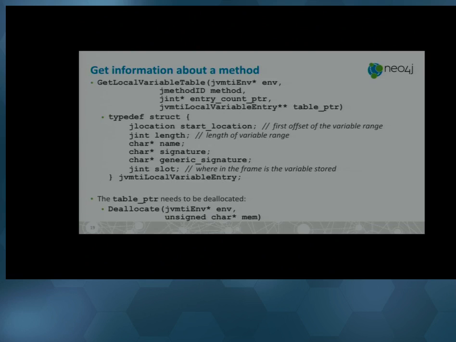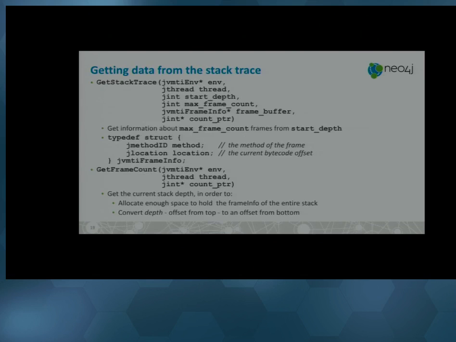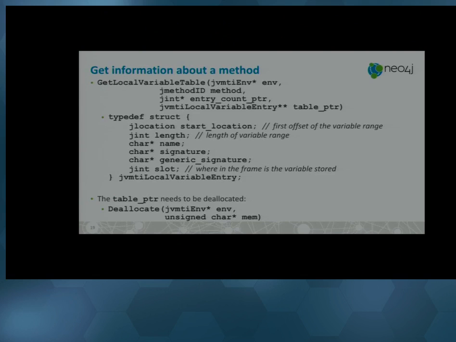So once we have this frame info, we can then use the method ID to get the variable table of that method. That gives us another little array of structs that contain information about where in the method, at which bytecode offsets, the variable is valid, what the name and signature of the variable is, and also which slot it's stored in.